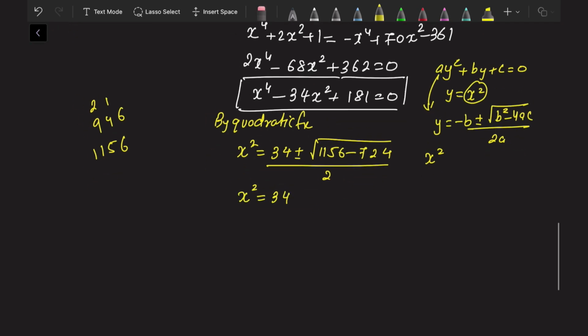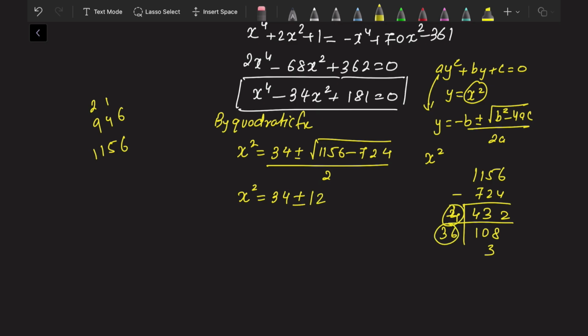So finally the value of x square has come out to be 34 plus and minus the square root of 1156 minus 724, which is 432. And the square root of 432, let us just factor out. From the table of 4, it's going to be 108. From the table of 36, it's going to be 3. So overall we can take 6 and 2, 12 common, so 12 square root of 3 divided by 2.